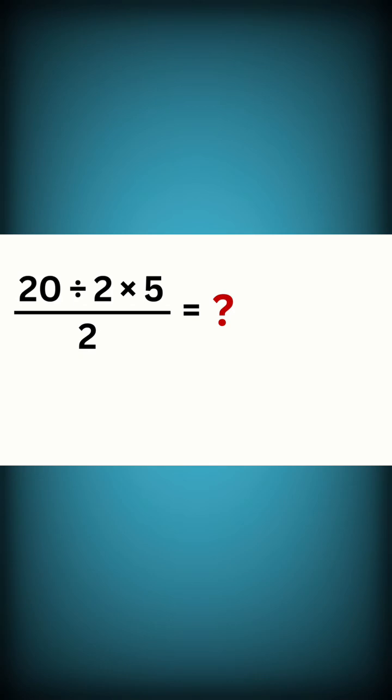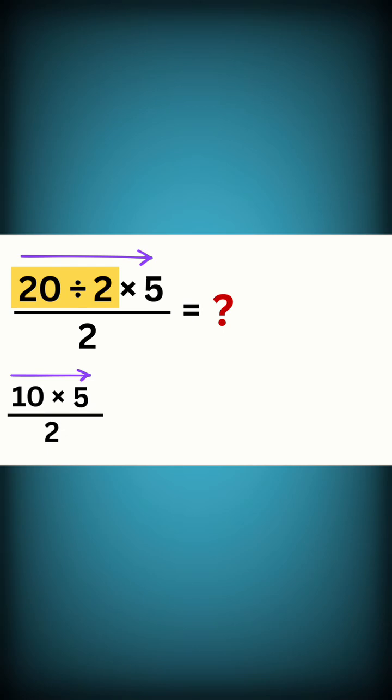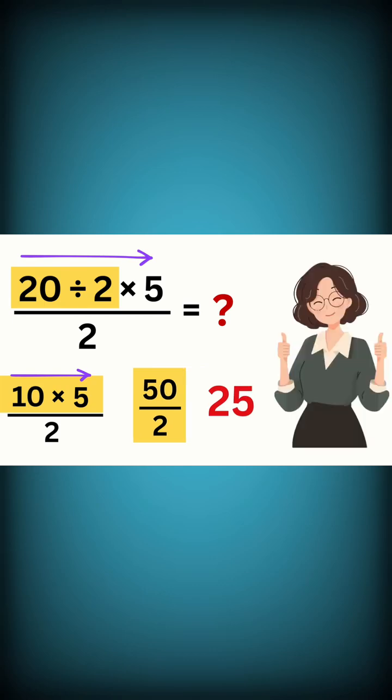We are given 20 divided by 2 multiplied by 5 divided by 2. According to the order of operations, we start from the left and look for any division or multiplication. The first operation from the left is 20 divided by 2. That gives us 10. So now our expression becomes 10 multiplied by 5 divided by 2. Next, still going from left to right, we do 10 multiplied by 5, which gives 50. Now we are left with 50 divided by 2. That equals 25. So the correct final answer is 25, and that's it. Nothing fancy, just following the correct order, left to right, and doing one step at a time.